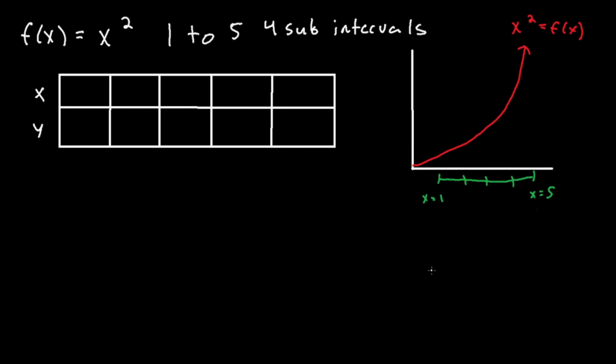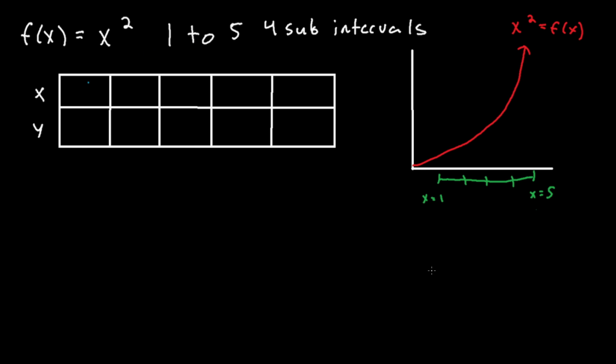In this video, I'm going to be showing you guys how to solve right Riemann sums, left Riemann sums, and midpoint Riemann sums. So the first problem that we're going to be solving using Riemann sums, or approximating some integral, is the function x squared, from the values x equals 1 to x equals 5 in 4 subintervals. So we need to use 4 rectangles to solve the Riemann sum.